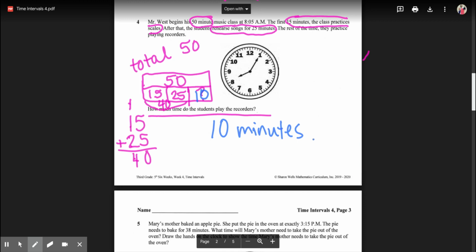Sometimes we use the pictures that they give us, and sometimes we don't have to. This just happened to be one that we could use a strip diagram for. You could have used the clock to solve it. That would have been okay, because you could have looked to see what time class would end, and then you could have gone 15 minutes, 25 minutes, and then seen how much time you had left on the clock. But this just happened to be one that I feel like is solved a little bit easier using the strip diagram.